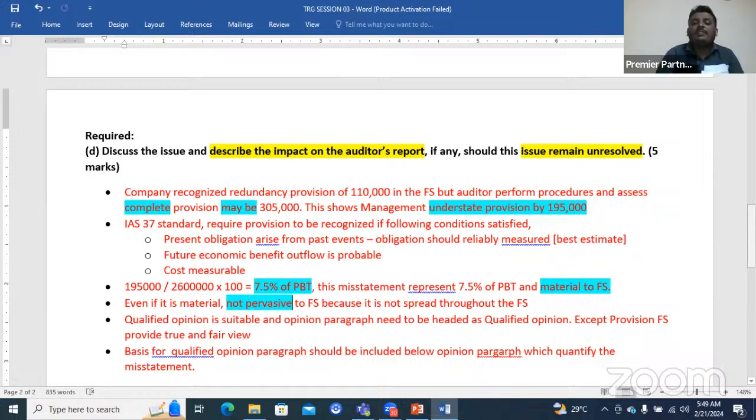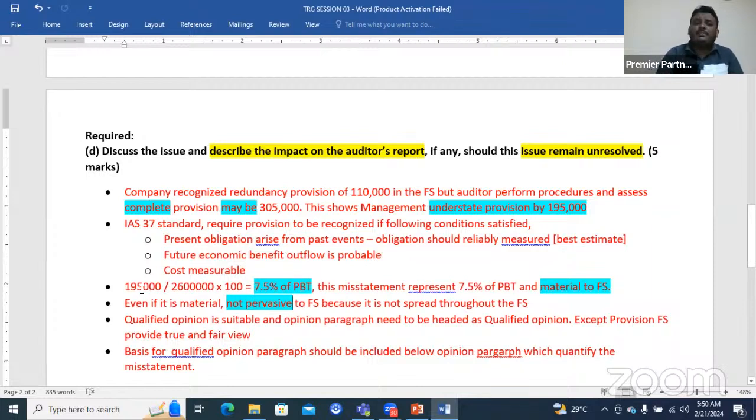How to decide whether the misstatement is pervasive or not? I'll tell you a technique. Take the profit. Take the amount of misstatement. If the misstatement is greater than profit, it is pervasive. Because studies and examiner articles show that when a problem becomes pervasive, it can convert profit into loss, or loss into profit. That is what pervasive means, because the issue is very, very critical. Here, how much is the profit? 2.6 million. How much is the misstatement? 195,000.